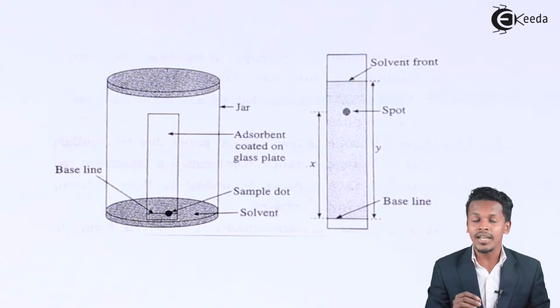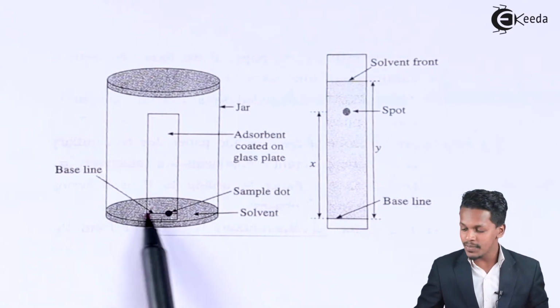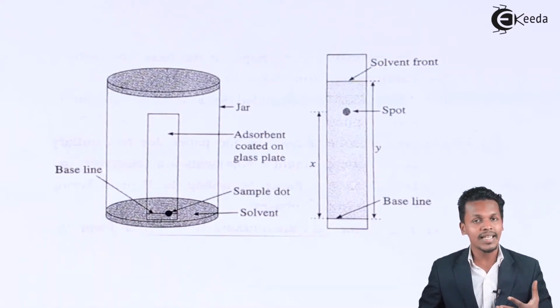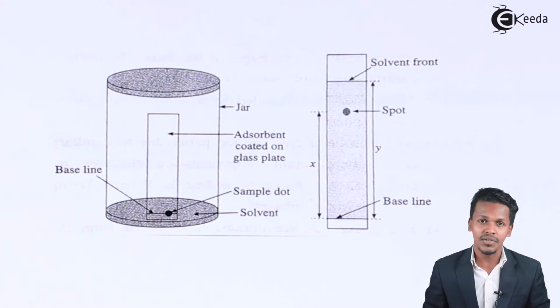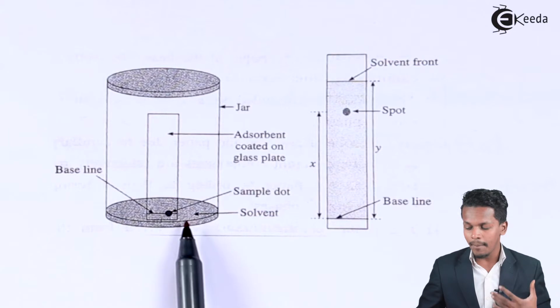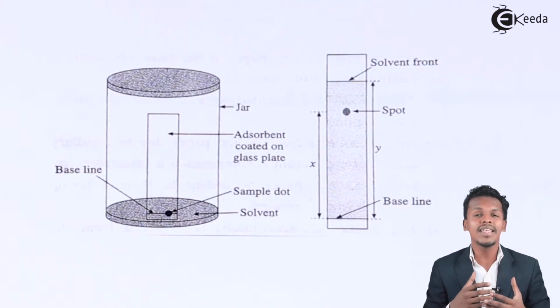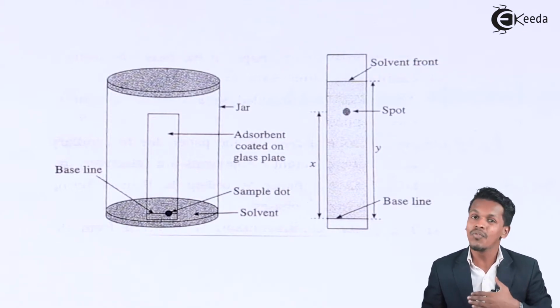So we can take the organic mixture with the help of a capillary tube, and we can spot that organic mixture at this point, which is basically the baseline on which we spot the organic mixture. And now the main process starts. As we have mentioned, we have kept the solvent, also known as the eluent, in the jar. Because of the capillary action, the solvent will move upward.